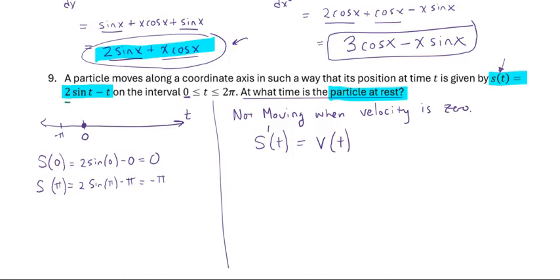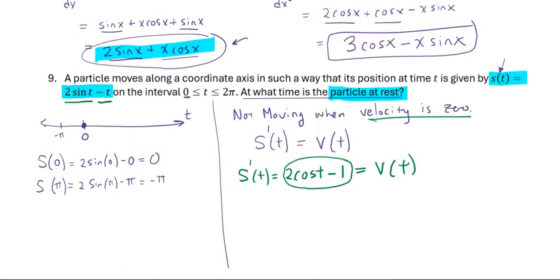So the derivative of 2 sine t would be 2 cosine t. The derivative of sine is cosine, minus the derivative of t, that's just minus 1. By the way, this is our velocity function. We want to know when the velocity is 0. When is this function equal to 0? That's an equation we can solve. We're going to solve where 2 cosine of t minus 1 is equal to 0, at rest.